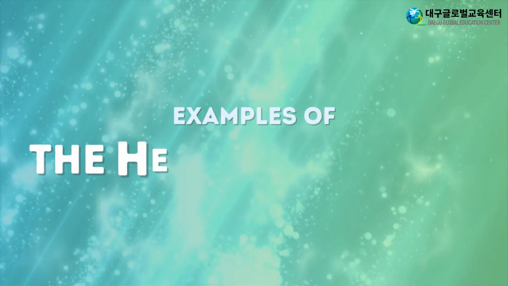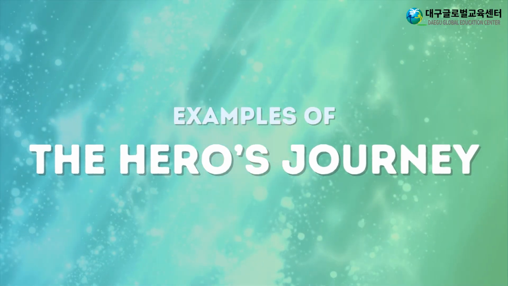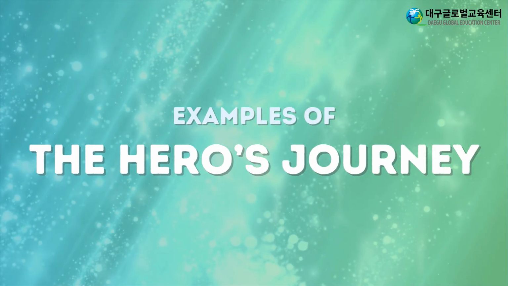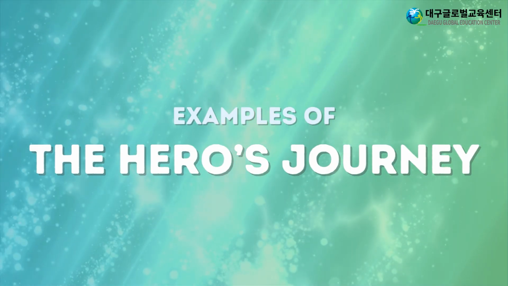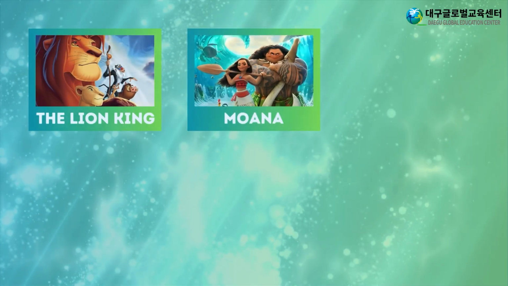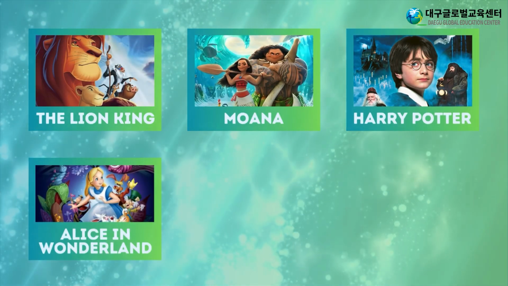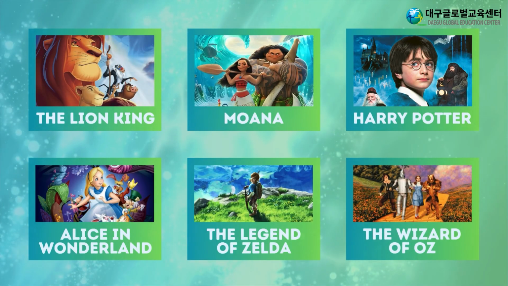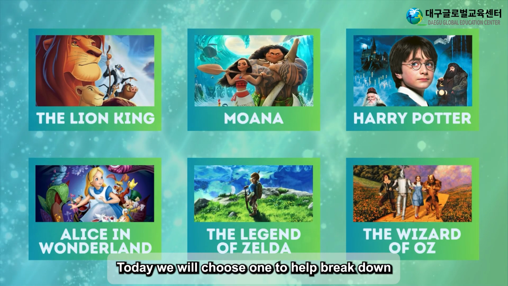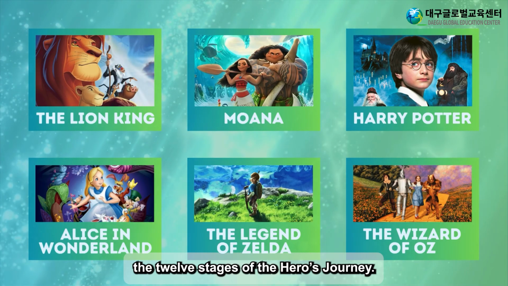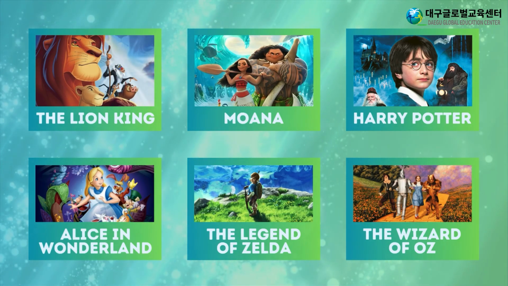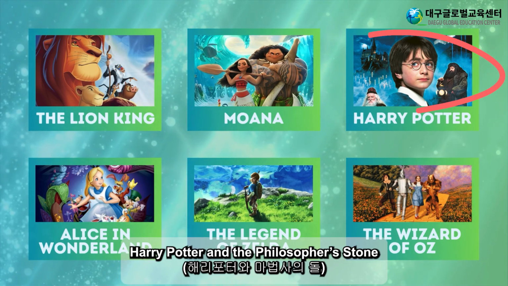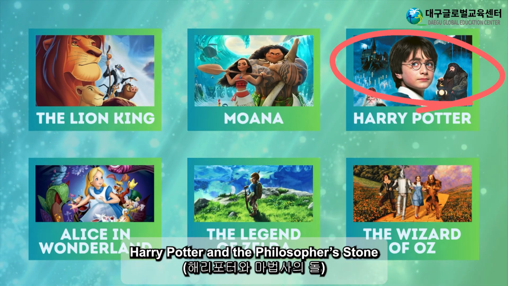However, to help understand more clearly, here are some more popular examples that use the hero's journey storytelling structure. Some examples include The Lion King, Moana, Harry Potter, Alice in Wonderland, The Legend of Zelda, and The Wizard of Oz. But today, we will choose one to help break down the 12 stages of the hero's journey. So, let's use Harry Potter and the Philosopher's Stone as today's example.